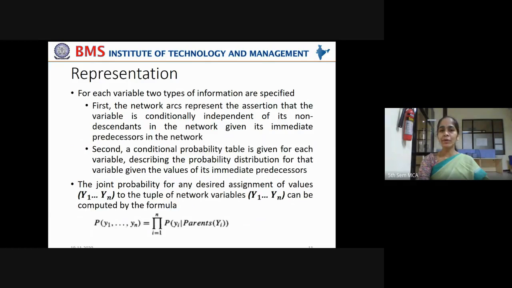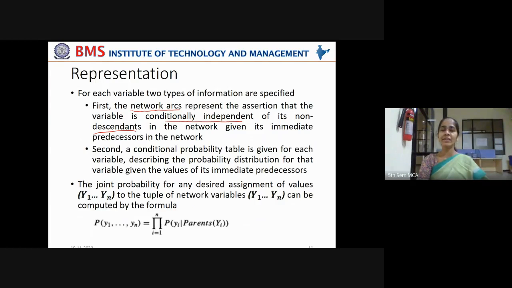Now for each variable, two types of information are specified. What information is specified in the Bayesian belief network? First, the network arcs, the edges between the nodes, the arrows between the nodes. They represent the assertion that the variable is conditionally independent of its non-descendants.